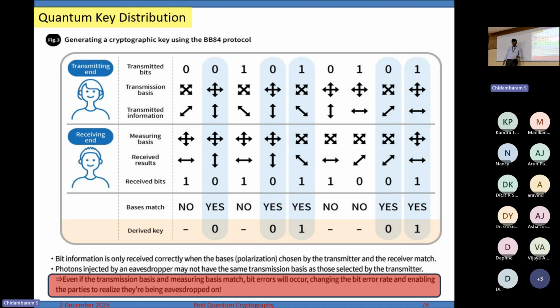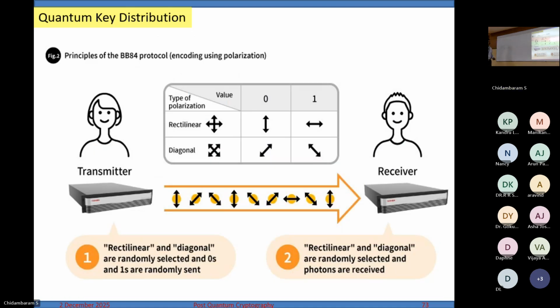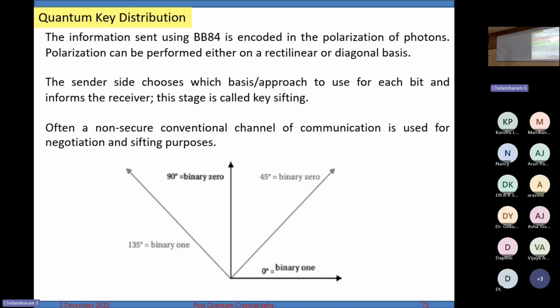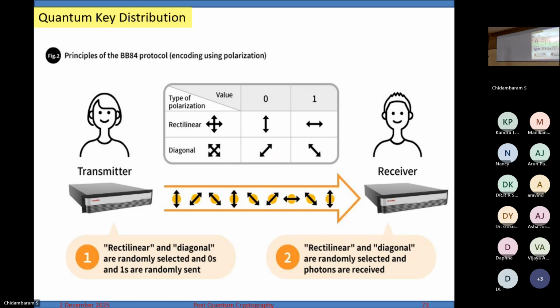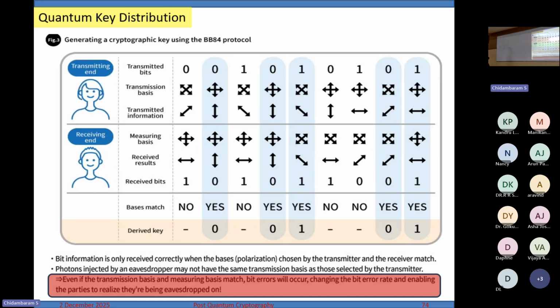Exchange of the basis goes in the classical channel. No, this is the key distribution. See here, finally you see the key. This is the bit I wanted to send. I have used the diagonal basis, and transmitted information is this. You have used rectilinear basis, and for that you got the received bit is 1.